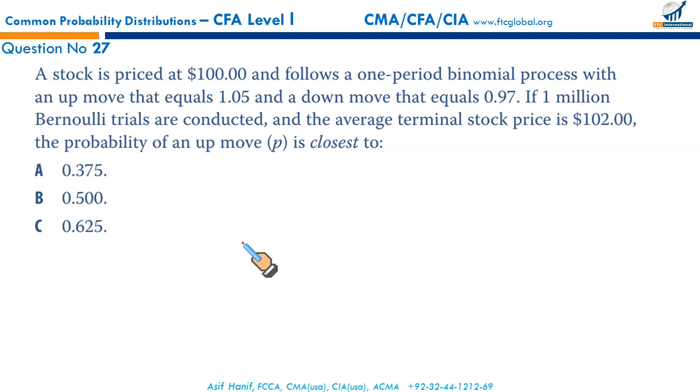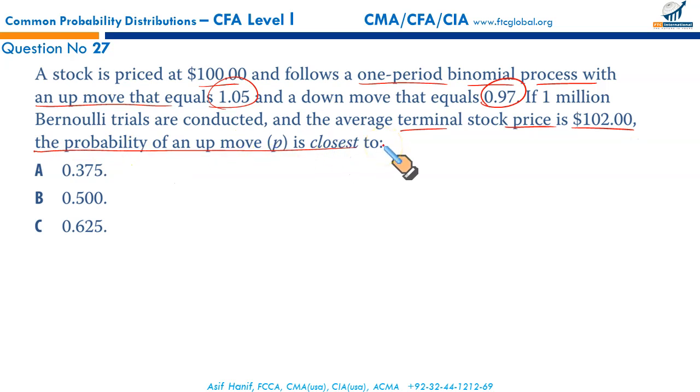Next question. A stock is priced at 100 and follows a one-period binomial process with an up move that equals 1.05 and a down move that equals 0.97. If 1 million Bernoulli trials are conducted and the average terminal stock price is 102, the probability of an up move is closest to. Let's say the probability of up move, we don't need to say let, it's already given to us. Up move is P.